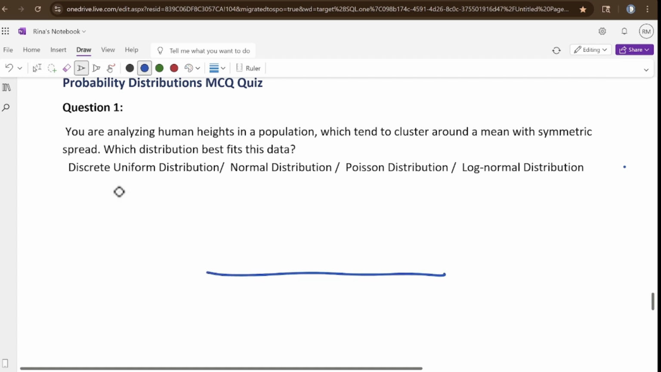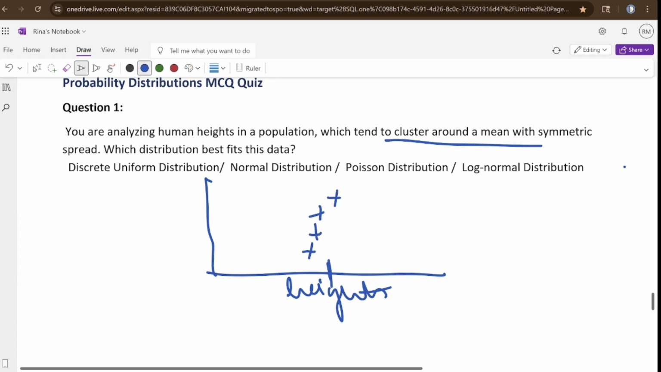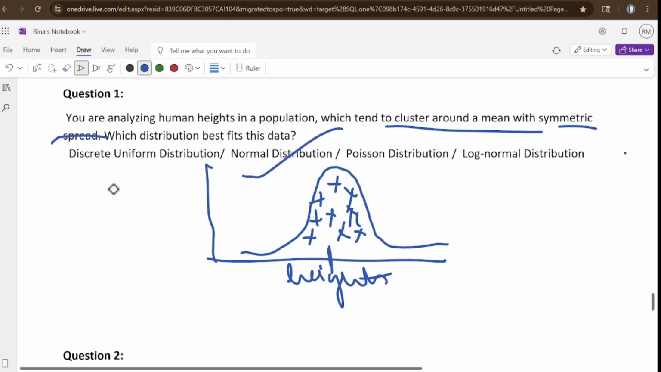Let's say you are calculating human heights. Okay, now it tends to cluster around the mean. See, this is the mean. So maximum values are lying here only and with the symmetric spread. It is not skewed, right? So it will look like this. You can easily say this is a normal distribution, right?